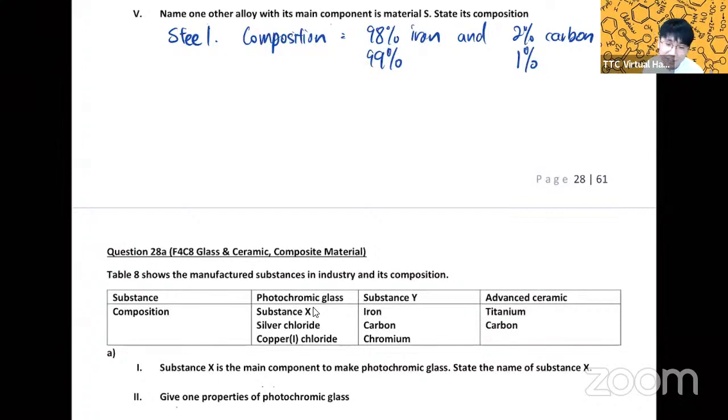Correct. Silicon dioxide. I also almost got tricked by that. It's a glass. What is the main component to make a glass? Sand. Silicon dioxide.